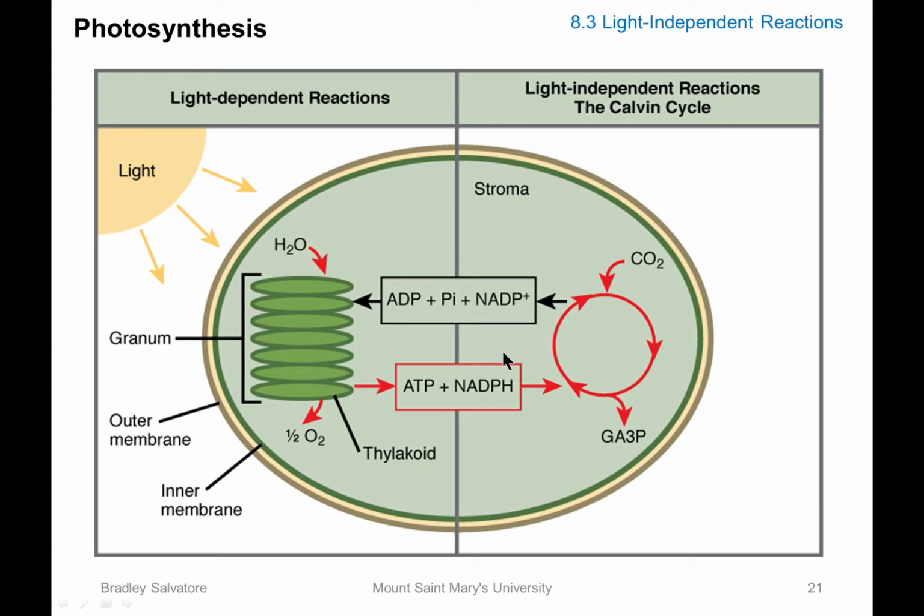From this process, they make ATP and NADPH that will go into the Calvin cycle, or the light independent reactions, where they take CO2 and convert that to G3P, which is a sugar precursor. You will take two of these molecules to make one molecule of glucose.